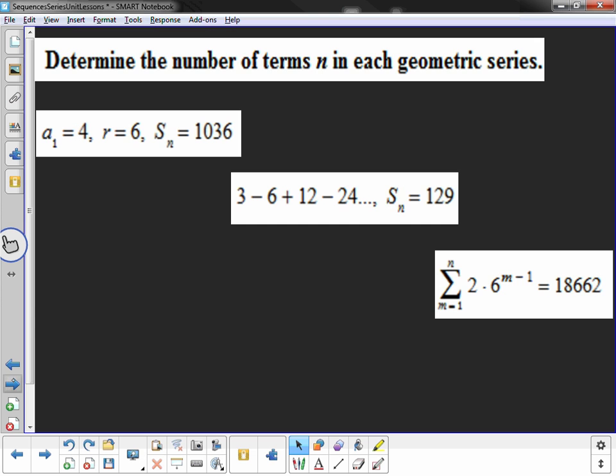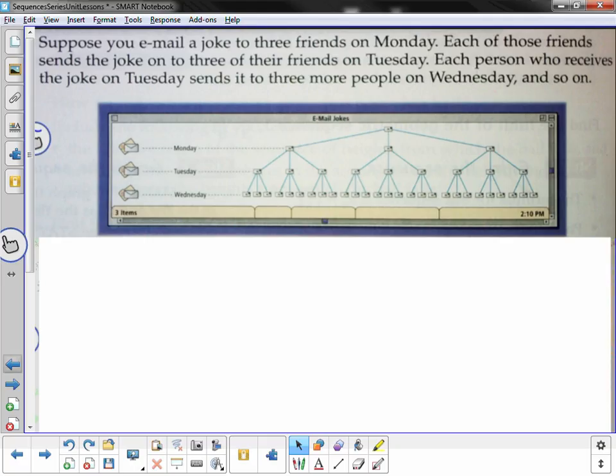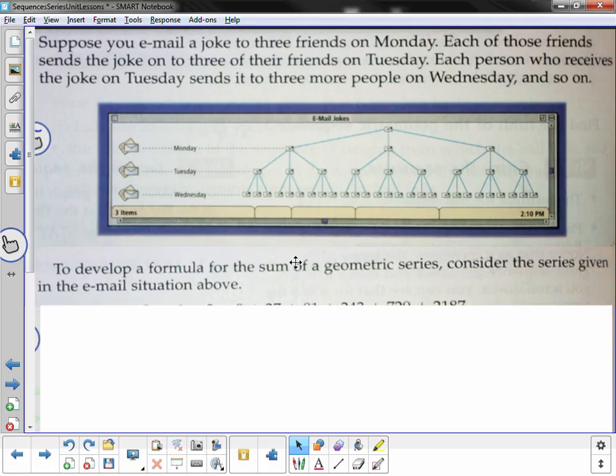Here's my email problem. Suppose you email a joke to 3 friends on Monday. Each of those friends sends a joke on to 3 people of their friends on Tuesday. Each of those persons sends a joke on from Tuesday to 3 more people on Wednesday, and so on and so on. So how many people have seen this joke after 8 days? That would be the question. So to help us figure out that question, we need to develop a formula for the sum of a geometric series.